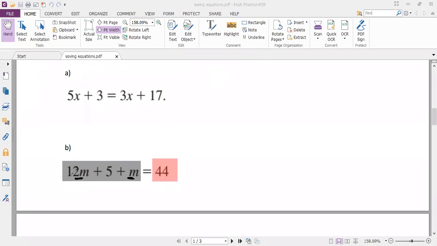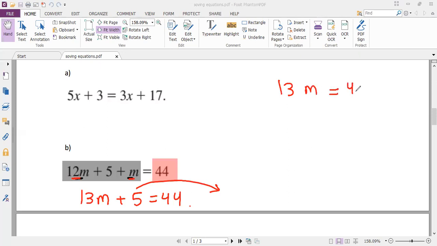So add them, just collecting and simplifying: 12m and m together equals 13m, plus 5 equals 44. What is the next step? We want to get rid of 5, so we can move it to the other side, or we can subtract 5 from both sides. Follow any way you prefer. We can move 5 to the other side, so it's 13m, the variable is m, equals 44 minus 5.